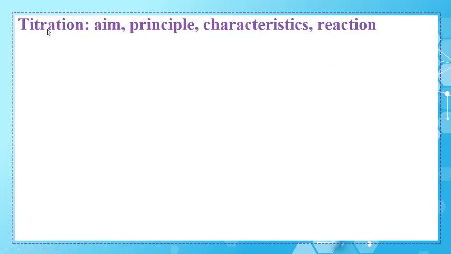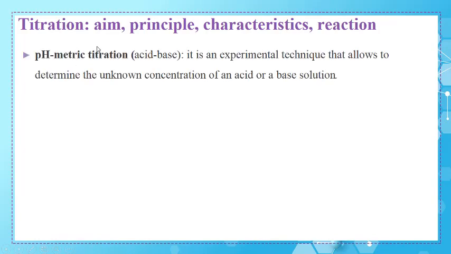Let's start with our first idea, which is about titration. Actually, titration is not a new idea. You saw it last year when we studied titration in a redox reaction, and you saw it also this year when you studied kinetics. Now, what about the titration reaction? The pH-metric titration between an acid and a base is simply an experimental technique that allows us to determine the concentration of an unknown solution of an acid or a base.